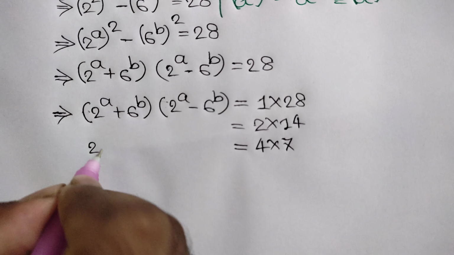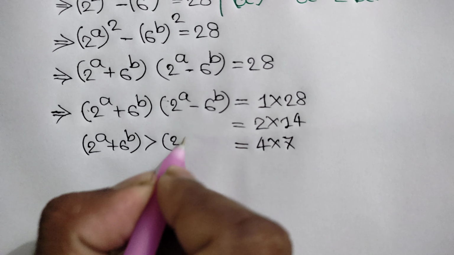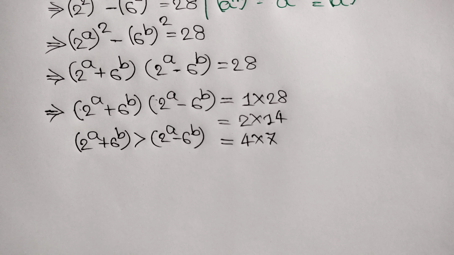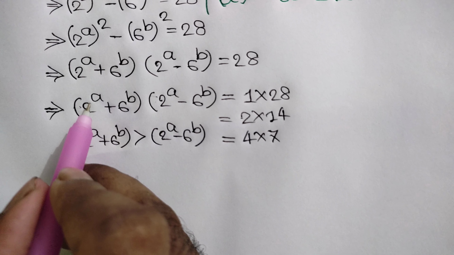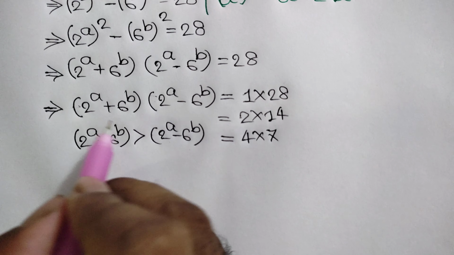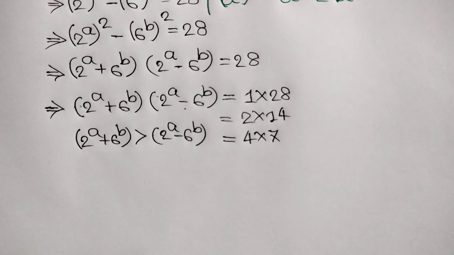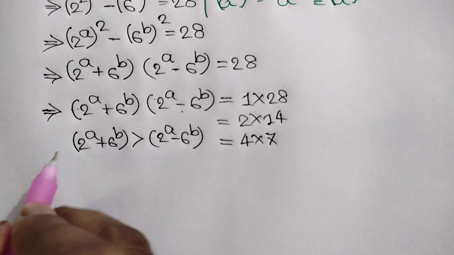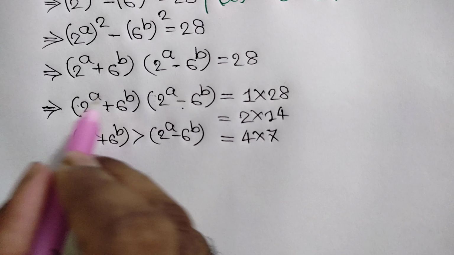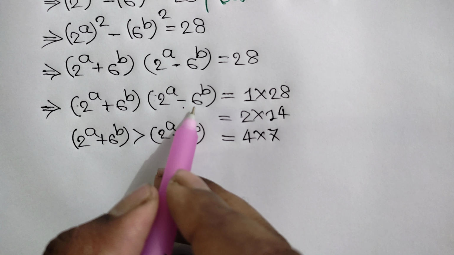Now 2 to the power a plus 6 to the power b is always greater than 2 to the power a minus 6 to the power b, and 2 to the power a is an even number and 6 to the power b is also an even number. So adding or subtracting two even numbers always gives an even number. So 2 to the power a plus 6 to the power b is an even number, and 2 to the power a minus 6 to the power b is an even number.